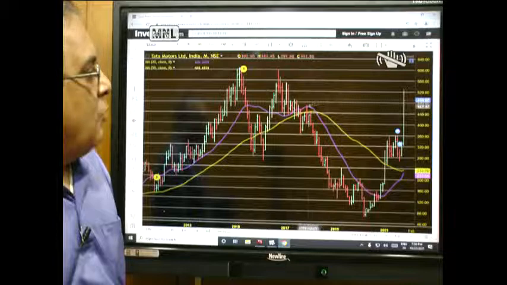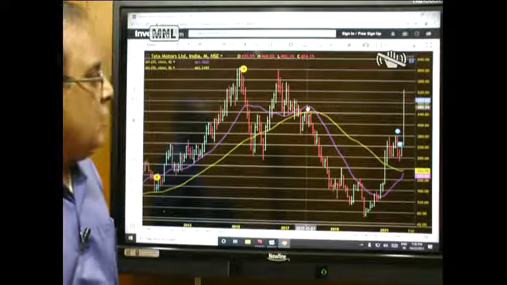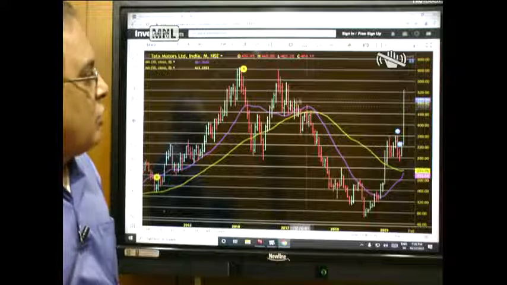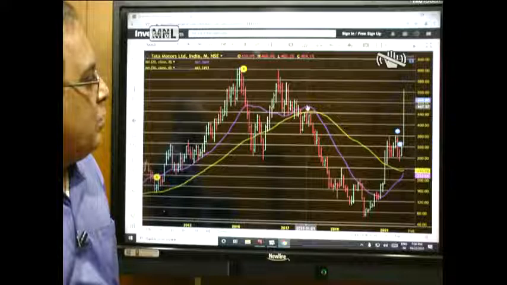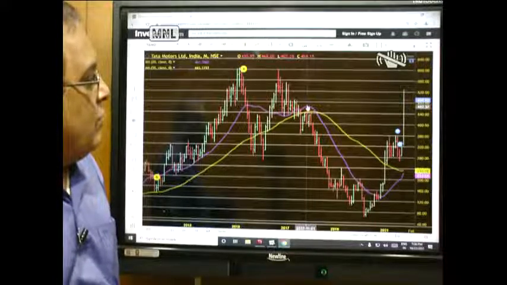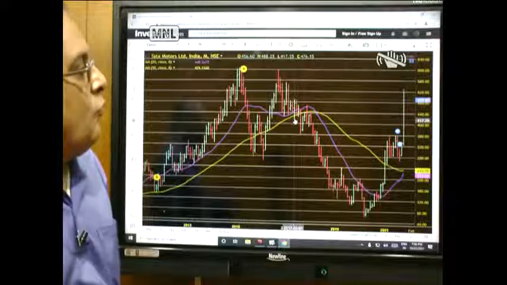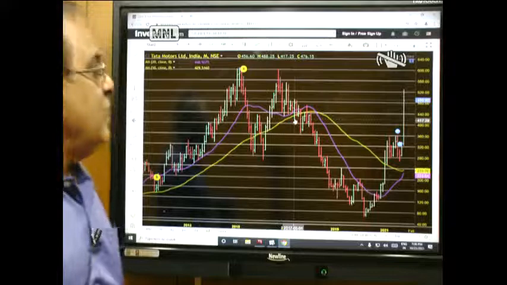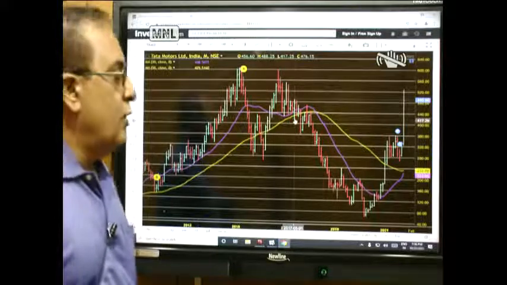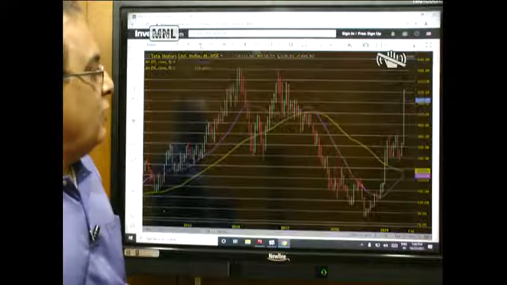But I think we will have supports first of all at the resistance turned support at 468. A fall below 468 is very much required right now. The correction is holding here, so 468 is one support, and below 468 we could probably head towards 420. So 420 to 400 is a very highly likely chance for Tata Motors. So Tata Motors is a stock to be bought, but probably based on the trend.